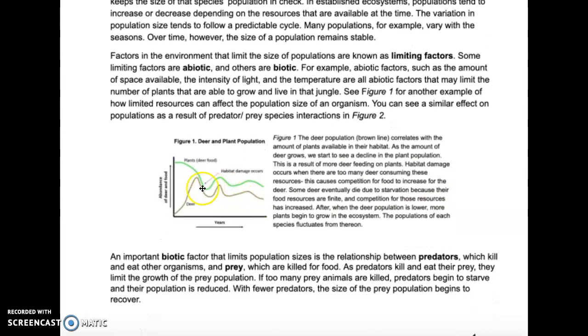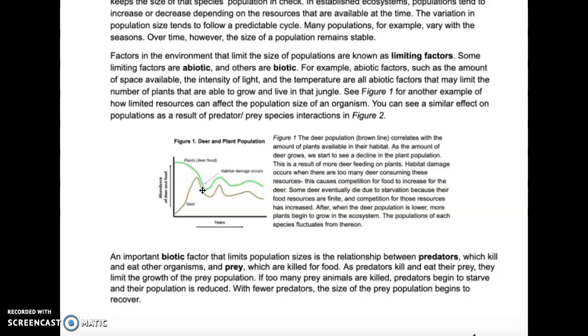So let's look at figure 1. I know Mr. Weisler went over this in the slides, but let's see what figure 1 says. The deer population, or this brown line, correlates or changes according to the changes in the green line, which is the amount of plants available for the deer in that habitat. And the plants, we need to remind ourselves, are the resource for the deer for their food. As the amount of deer grow, right, as they increase, you see a decline in the plant population. Why is that? Because there's more deer eating the plants. Habitat damage occurs when there's too many deer consuming these resources or the plants.